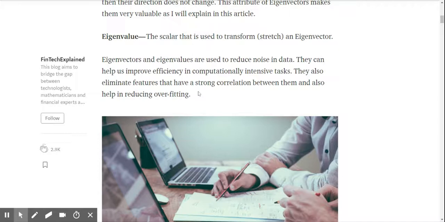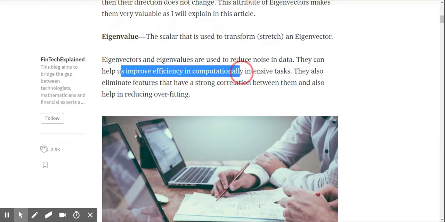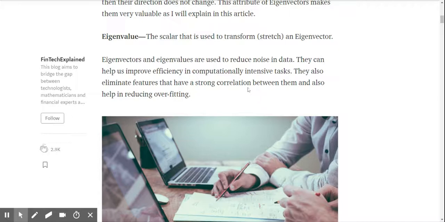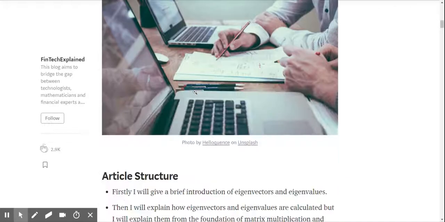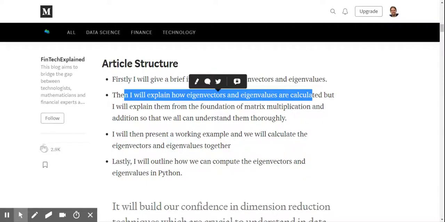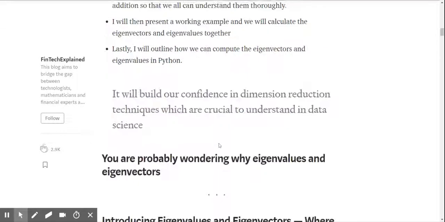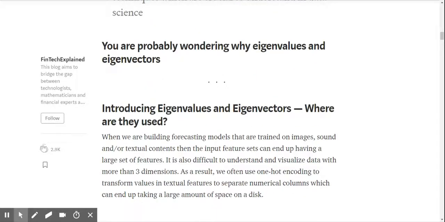Eigenvectors and eigenvalues are used to reduce noise in data. They help us with efficiency in computationally intensive tasks. They also eliminate features that have strong correlation between them, and also help in reducing overfitting. So, brief introduction. How are they calculated? That can be interesting to see, the inner workings of that, and I'll then present a working example. Okay, let's see. It will build our confidence in dimension reduction techniques, which are crucial to understanding data science.